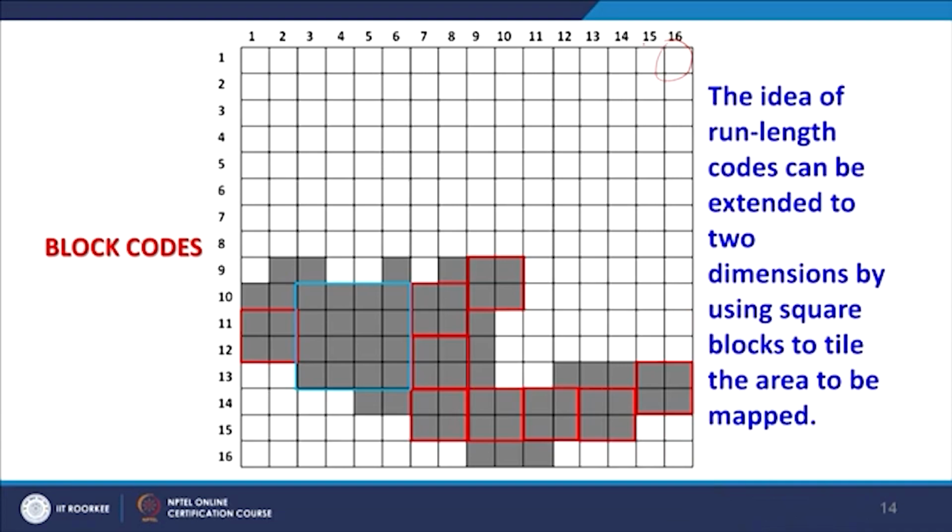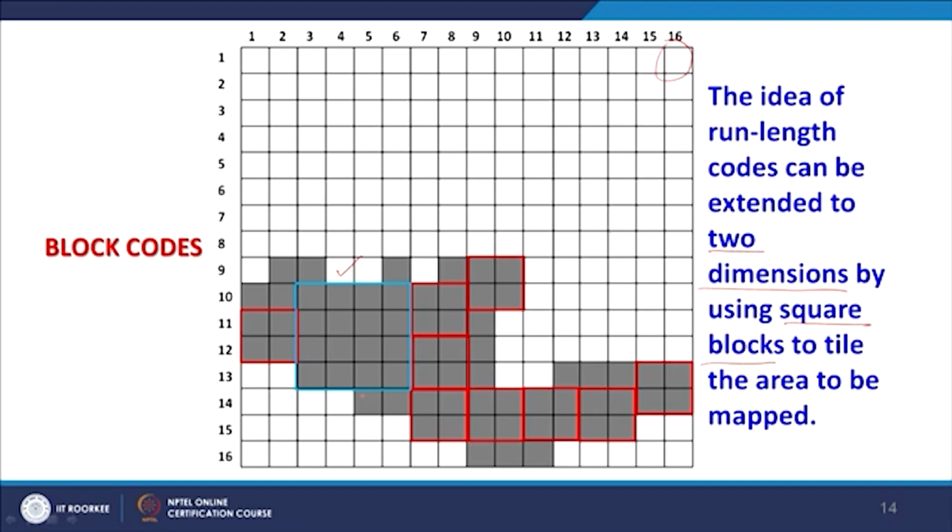This is the idea of run length codes extended: instead of going in only one direction, along rows, we can now go in 2 dimensions by using square blocks for the area to be mapped. And as you can see here, this blue square, almost in this part, is 4 by 4 cells, that means 16 cells in one go can be coded.